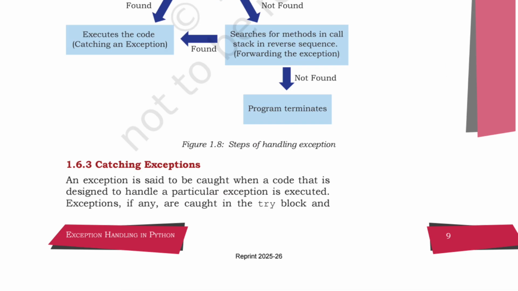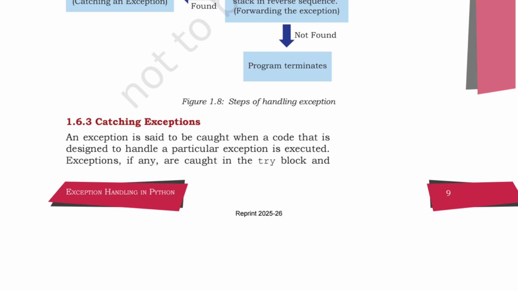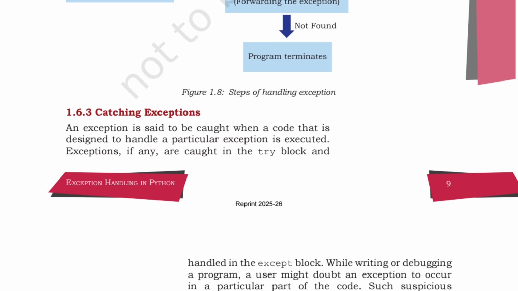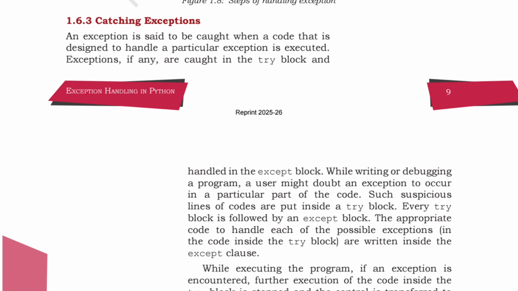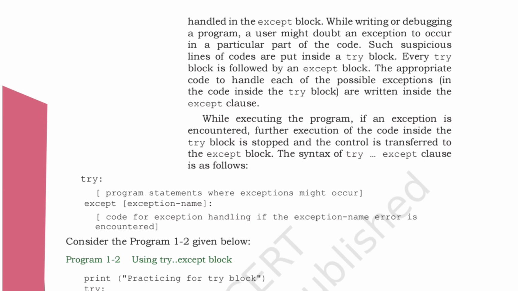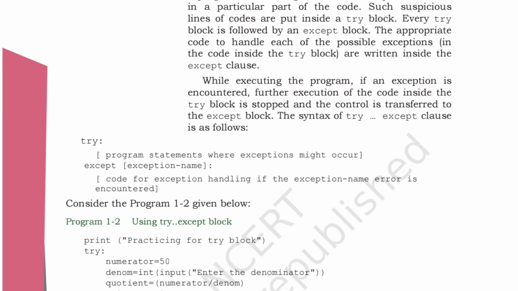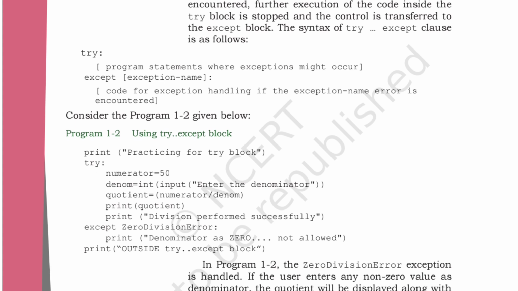Then catching the exception. How we can use try and catch block, that we already know. In the try block, the program statements where exceptions might occur, then the except with the exception name, and the code for exception handling if that exception name error is encountered. This is the try except block. The exception name will also be there.